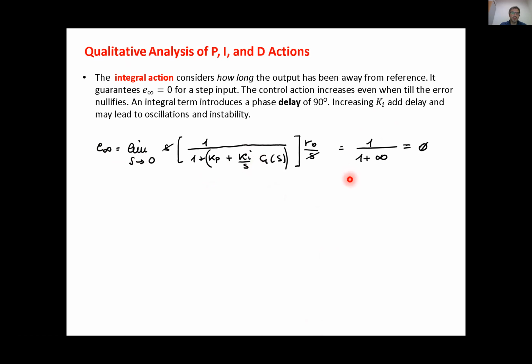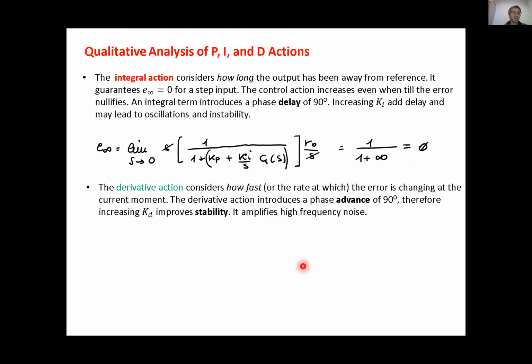And if we compute the final value theorem for the tracking error, in this case with a PI controller with an integral action, we see that if we set s to 0, we have a number over 0, so we have infinity here, and the limit of this is 0. So the integral action has achieved 0 steady state error for a constant step input. It is not said that this is true if you use a ramp input or a different input.